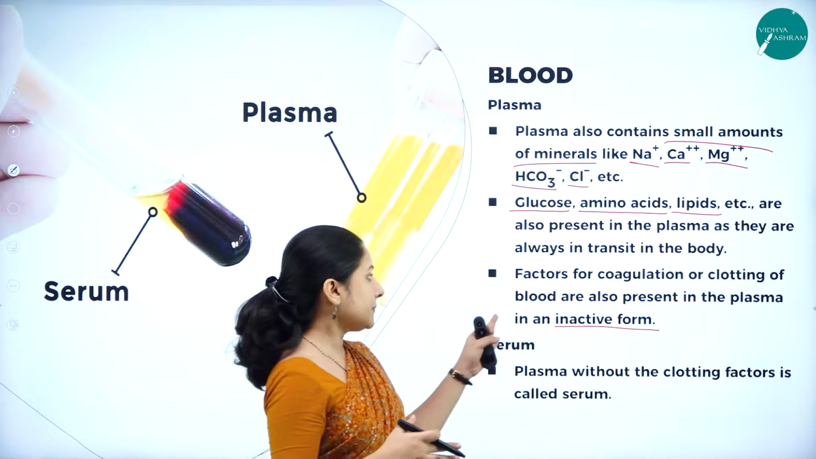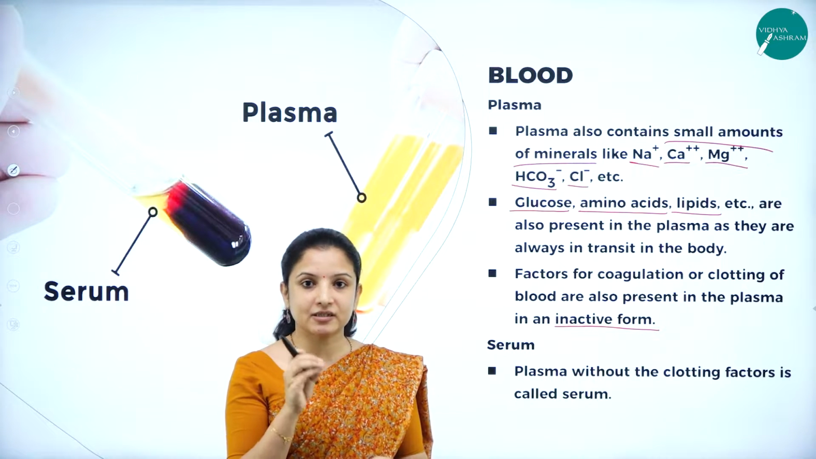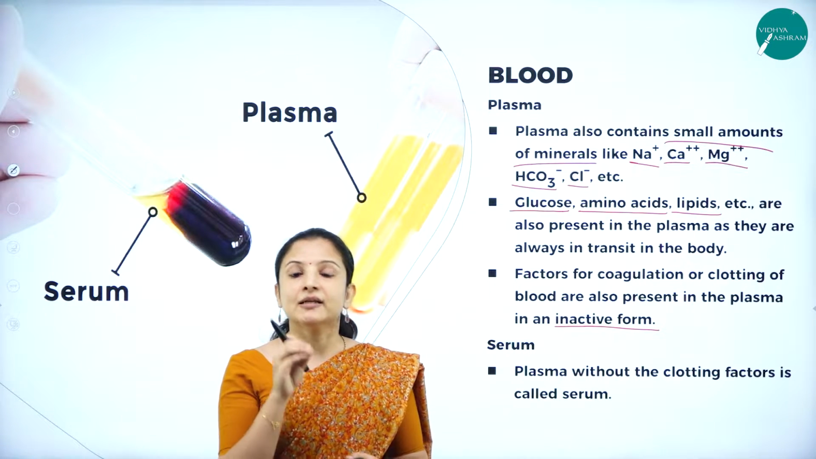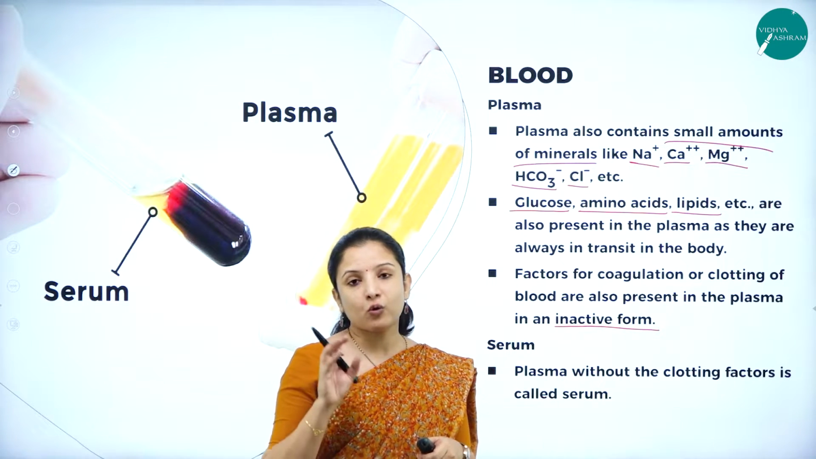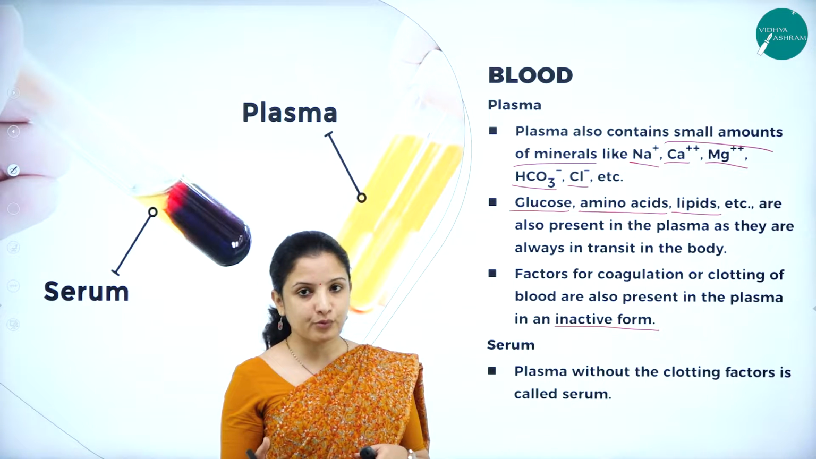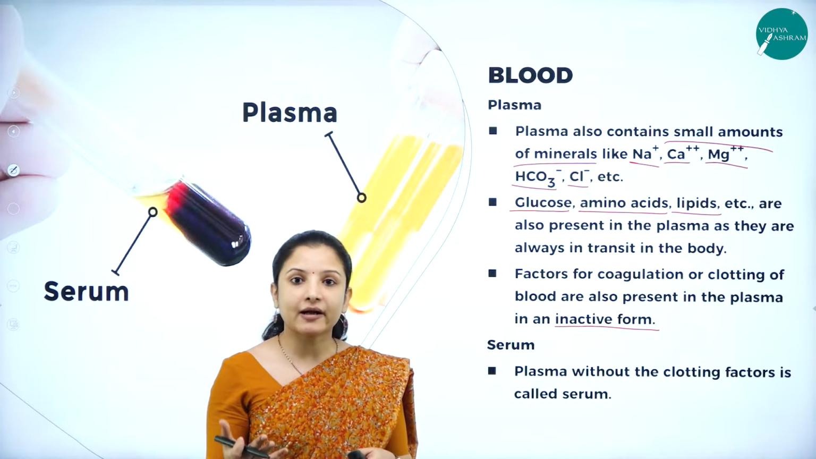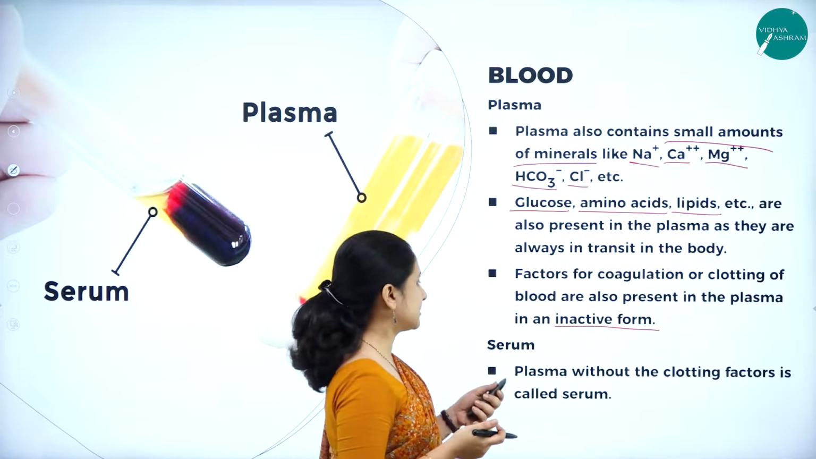So that is why the factors for coagulation, or the clotting factors that are present in the blood, especially the protein, that is the fibrinogen, it is always in the inactive form. Only when there is an injury or something, when the blood is flowing out of the body, then it actually becomes active and the blood clots. So that important point we need to understand here.